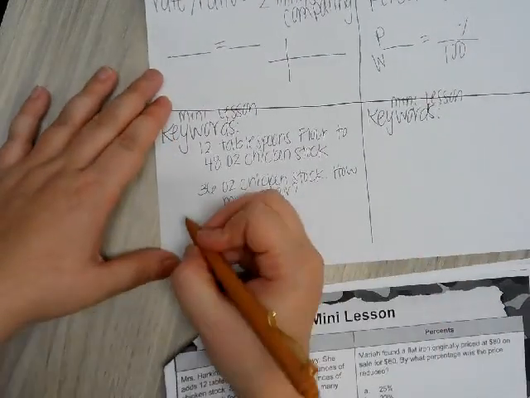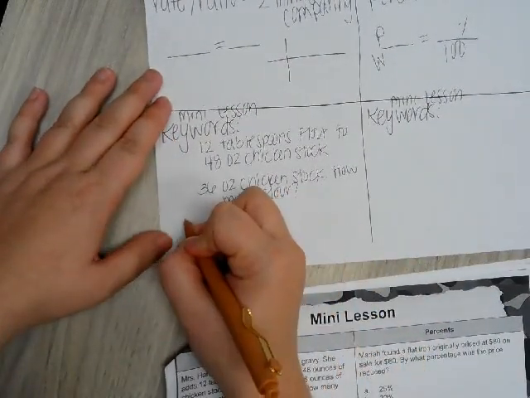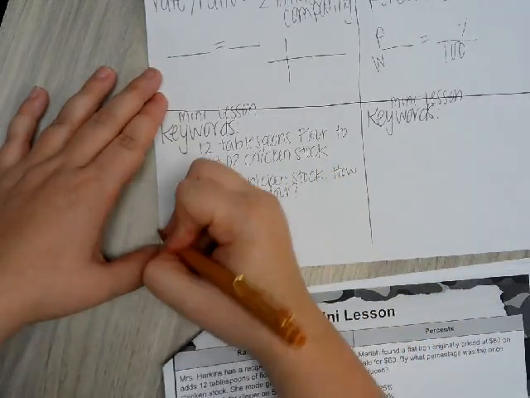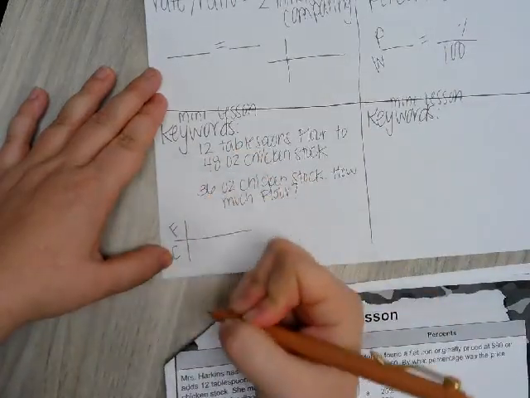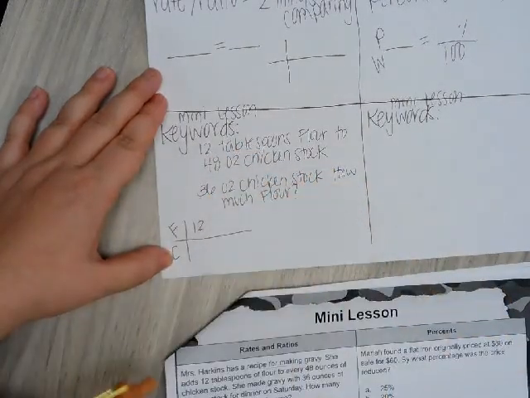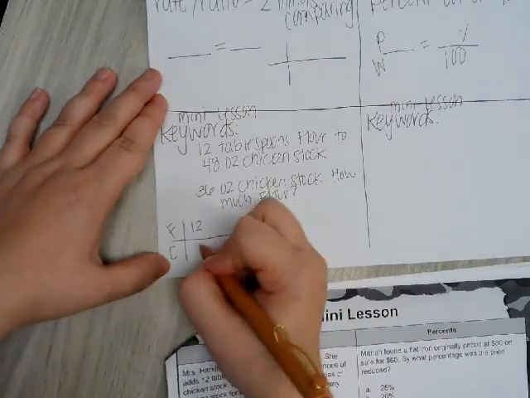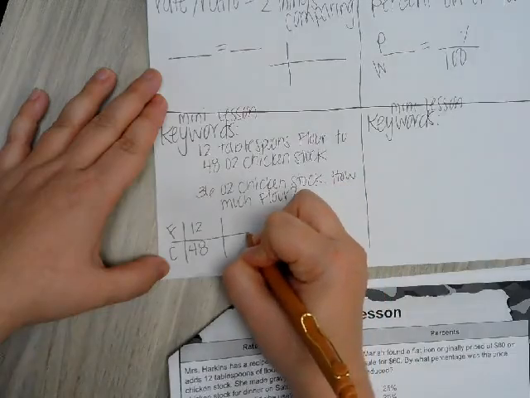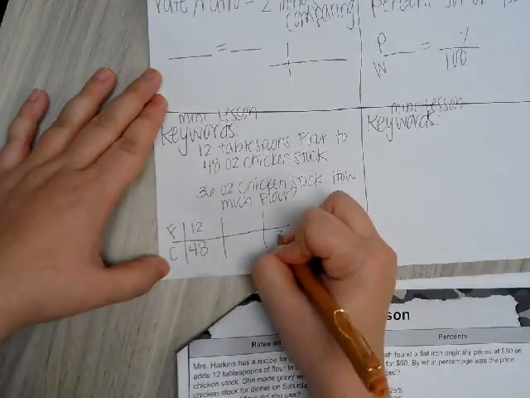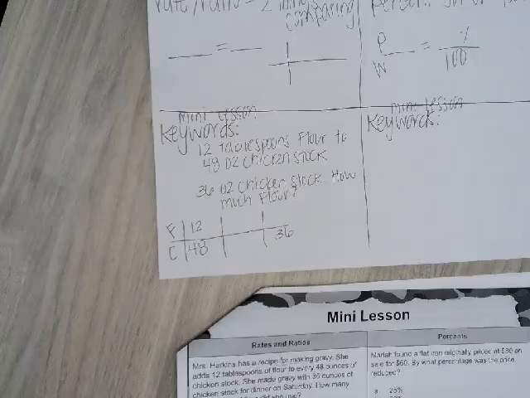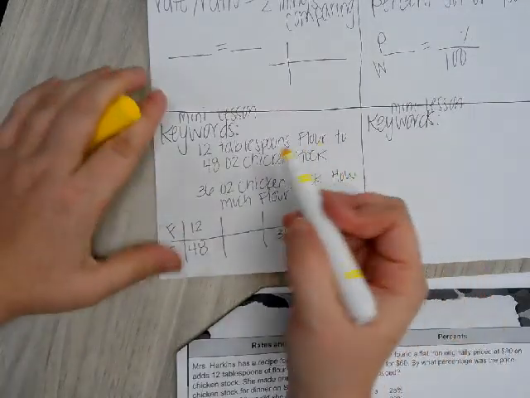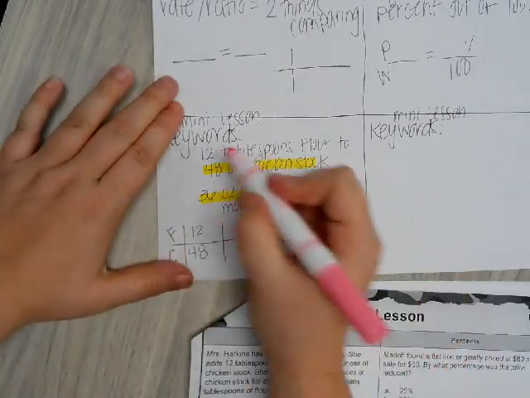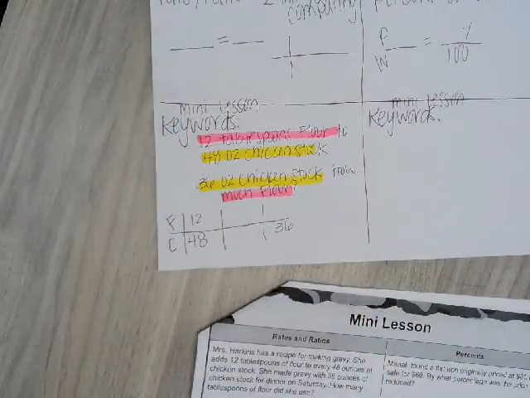Okay, so I'm going to go ahead and write what I know. So I can either make a ratio table or I can make a proportion. So I have my flour here and my chicken stock. I know I have 12 tablespoons of flour. I know I have 48 for chicken stock. I know I have to get to 36 ounces of chicken stock. So remember, I'm going to do chicken stock with chicken stock, flour to flour.